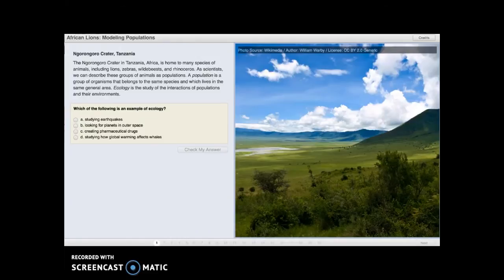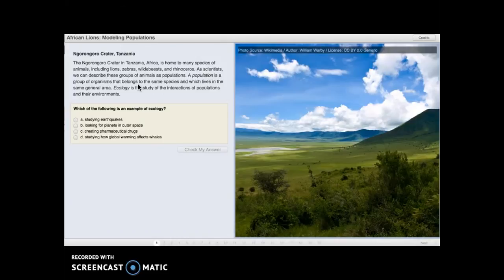And we're talking about African lions and modeling populations, and we're going to incorporate what we know about carrying capacity and positive and negative feedback cycles in biological systems. So the Ngorongoro crater in Tanzania, Africa, is home to many species of animals, including lions, zebras, wildebeests, and rhinoceros. As scientists, we can describe these groups of animals as populations. We've talked about populations earlier when we talked about evolution. A population is a group of organisms that belongs to the same species and lives in the same general area.